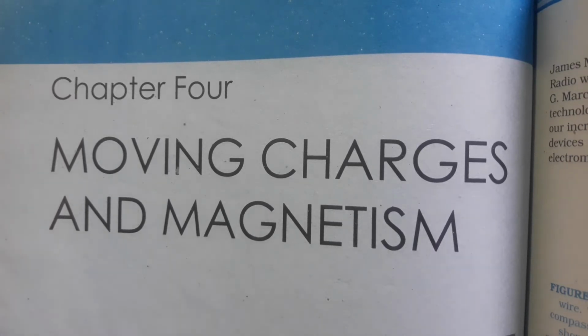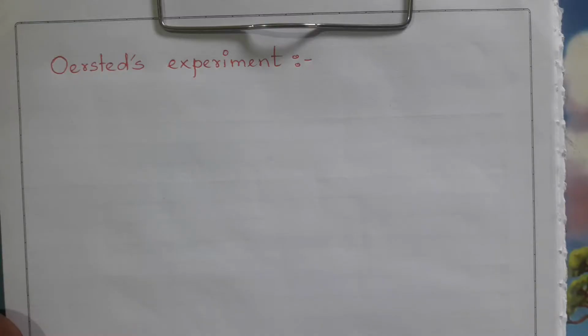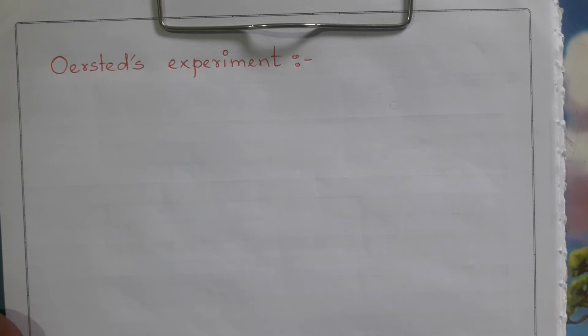Hello students, this is the first video of chapter 4, moving charges and magnetism. Our first topic is Oersted's experiment.